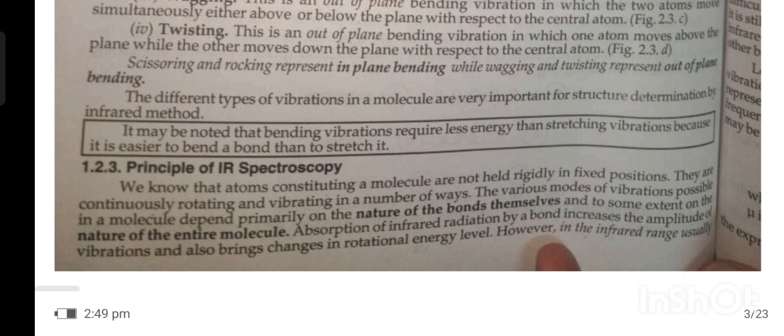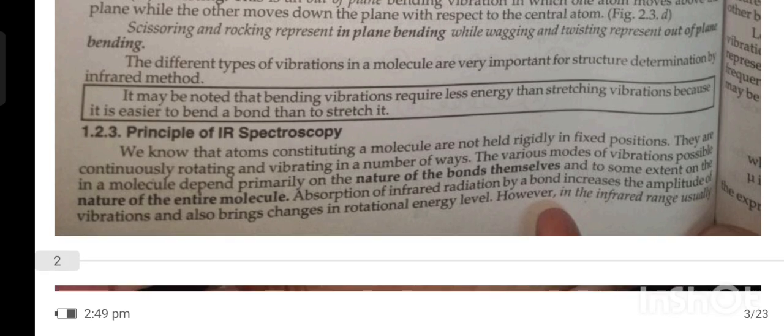Principle of IR spectroscopy. We know that atoms constituting a molecule are not held rigidly in fixed position. They are continuously rotating and vibrating in a number of ways. The various modes of vibration possible in a molecule depend primarily on the nature of the bonds themselves and to some extent on the nature of the entire molecule.